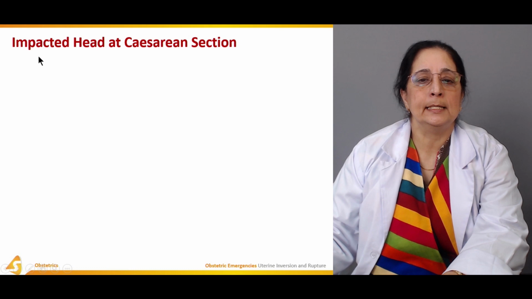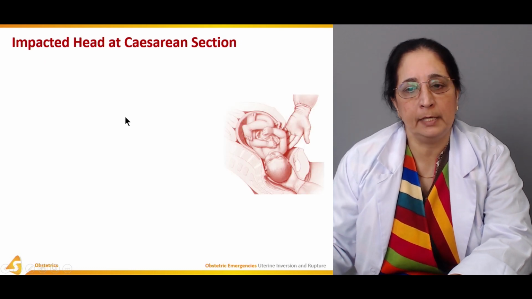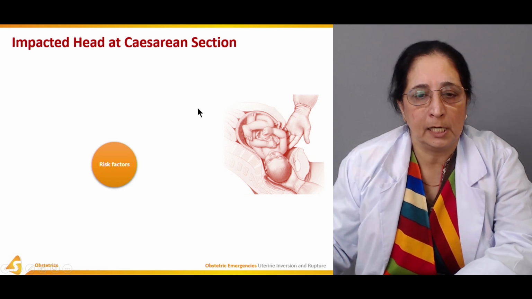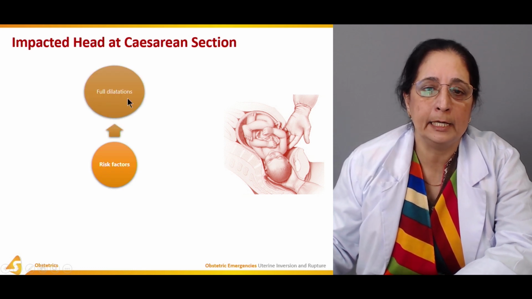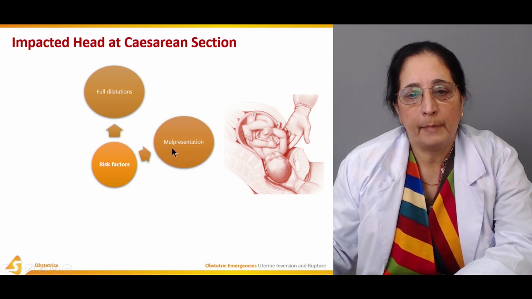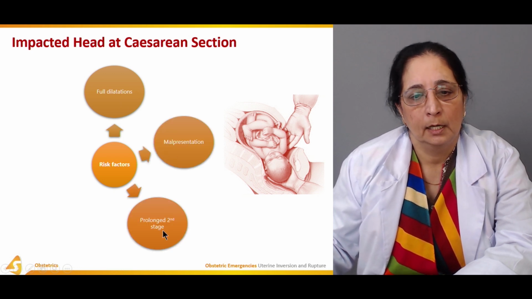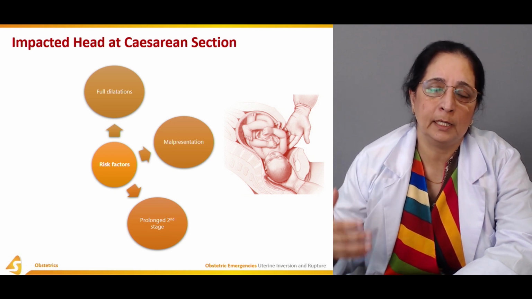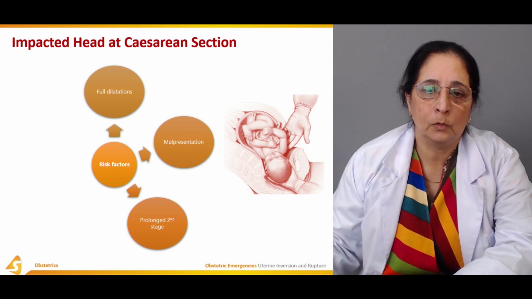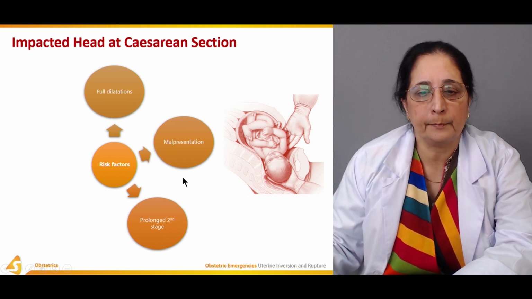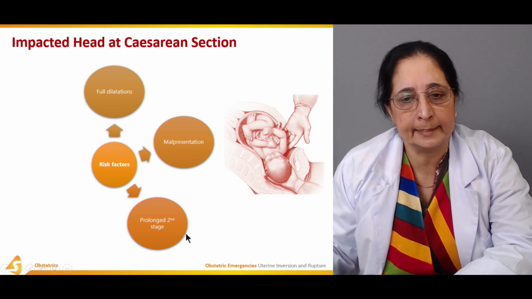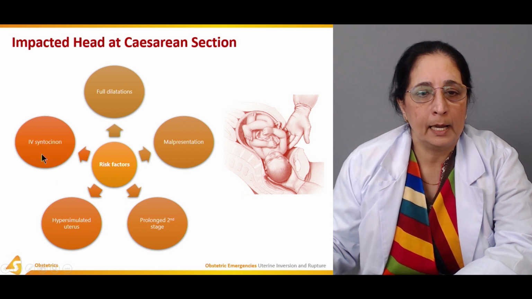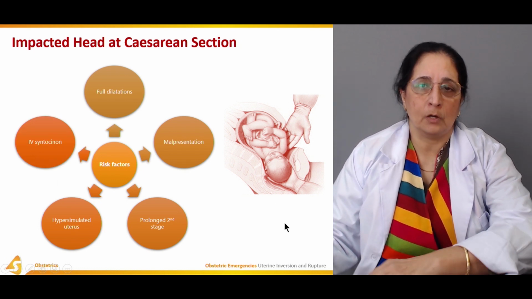Next is impacted head at C-section. If the head is impacted at the C-section, what should be done? Risk factors include full dilation, malpresentations, prolonged second stage. So they are almost the same as we mentioned in the last slide. So causes: full dilation, malpresentation, prolonged second stage, hyperstimulated uterus, and IV syntocinon.